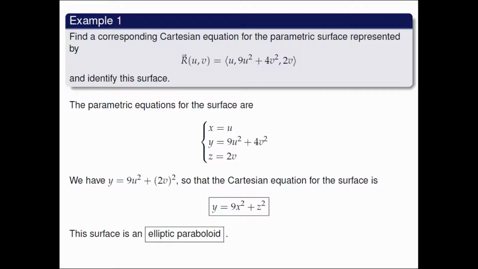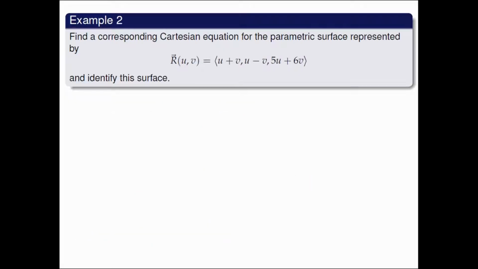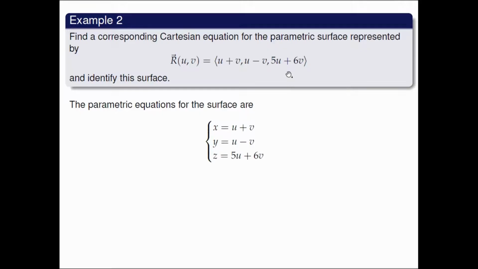So we are now done with this example. Let us proceed to the next item. Ngayon yung vector function naman natin has components u plus v, u minus v, and 5u plus 6v. The parametric equations for the surface are x equals the x component, so x equals u plus v, y equals the y component, so y equals u minus v, and then z equals the z component, so 5u plus 6v.